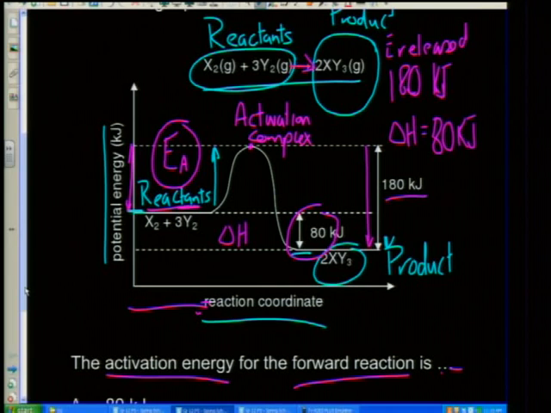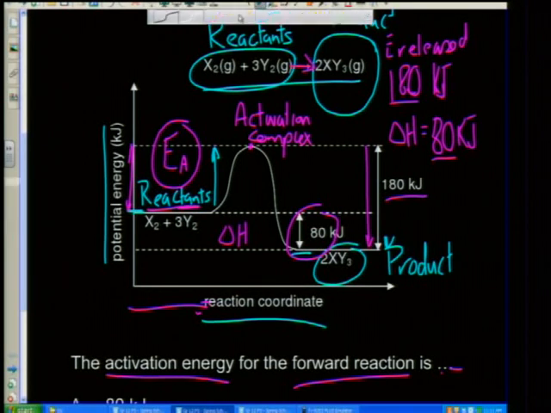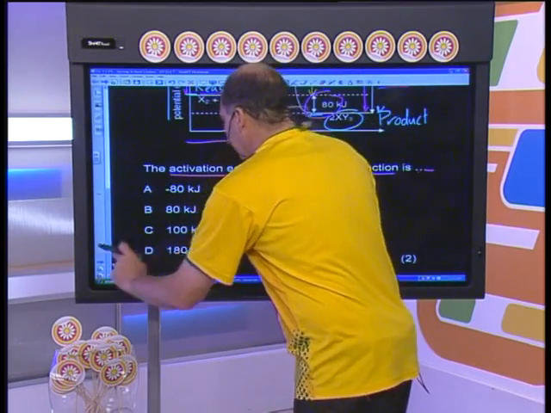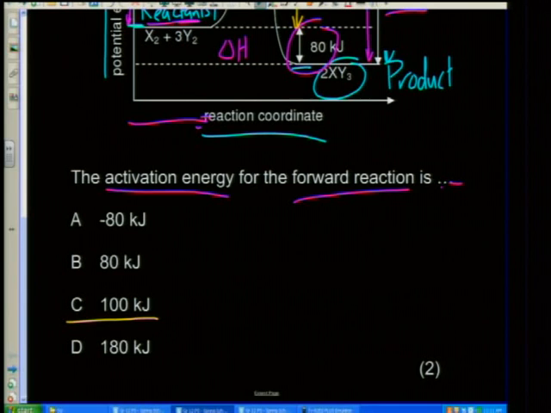So what are we told? We're told energy released is 180. The difference is that one. Delta H is 80. So I think it's quite straightforward to say that this one must add up to 180, so that one must be 100 kilojoules. That's the activation energy. So where do we go? Go to the solution, check what the possible answers are, and there you've got it, 100.